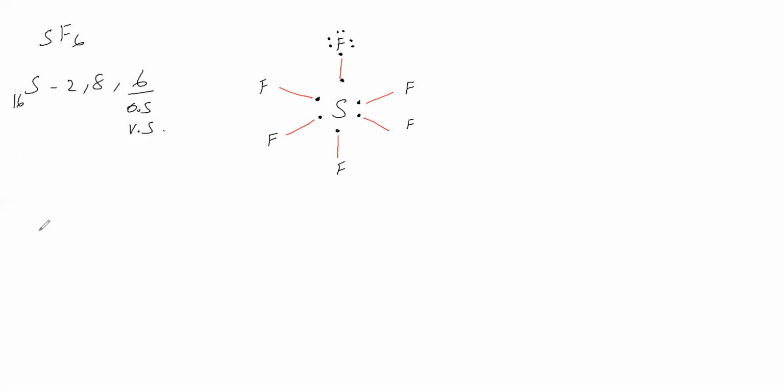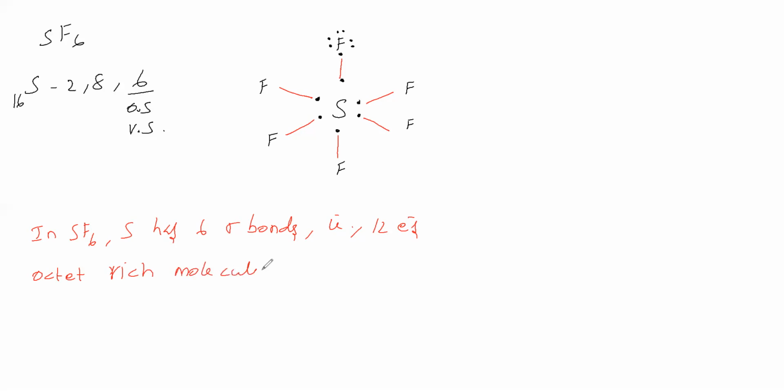In SF6, sulfur has 6 sigma bonds. 6 sigma bonds means 12 electrons, which is greater than an octet. Therefore SF6 is an octet rich molecule, that is, an electron rich molecule.